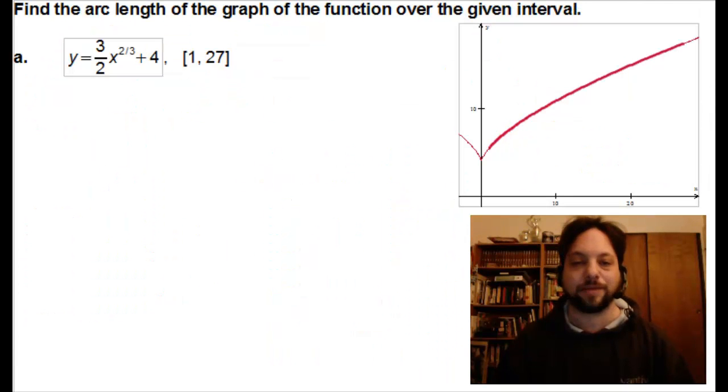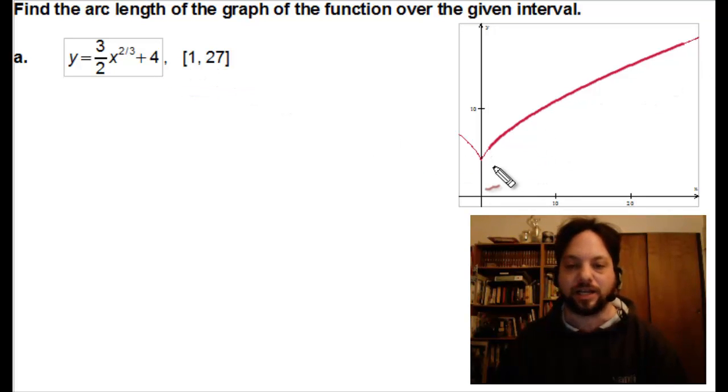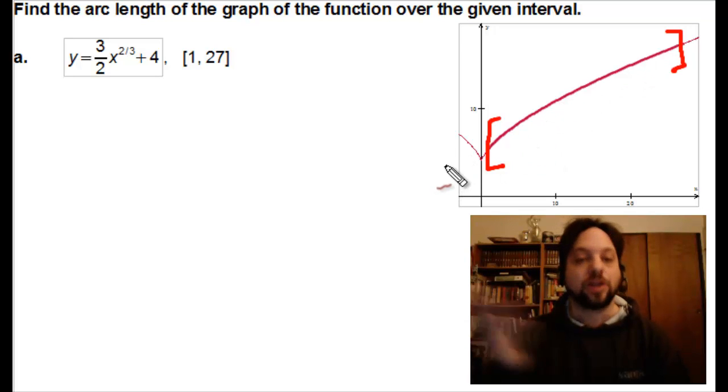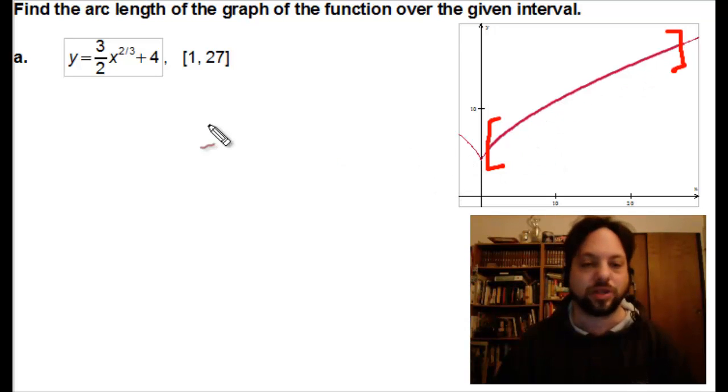So here in our first example, I've graphed the function y, and you can see that graph here. And I've also highlighted the part of this curve which we want to find the arc length of. That is between x equals 1 and x equals 27. You can see it highlighted here. If you cannot see it highlighted, there's x equals 1, and there's x equals 27. So we want to find the arc length of this curve between those 2 points.